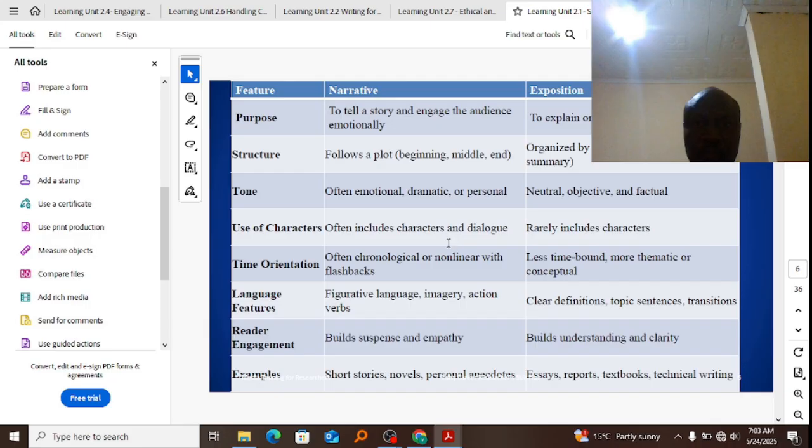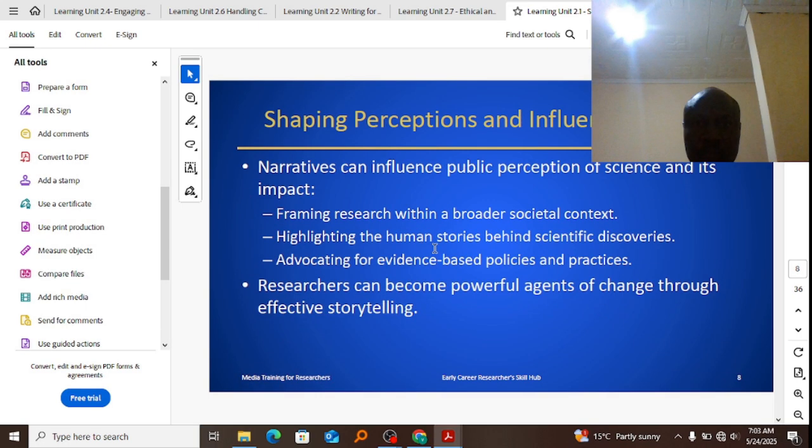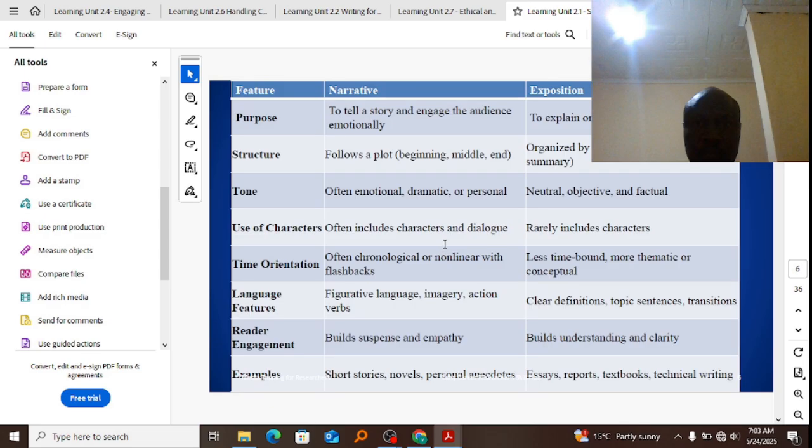Language features: figurative language, imagery, and action verbs for narrative; for exposition, clear definitions, topic sentences, and transitions. Reader engagement: narrative builds suspense and empathy, while exposition builds understanding and clarity. Examples: for narrative, short stories, novels, personal anecdotes; for exposition, essays, reports, textbooks, technical writing.